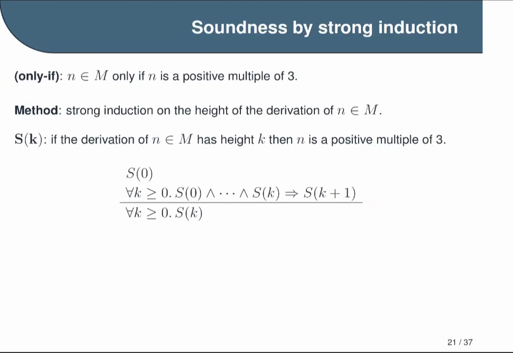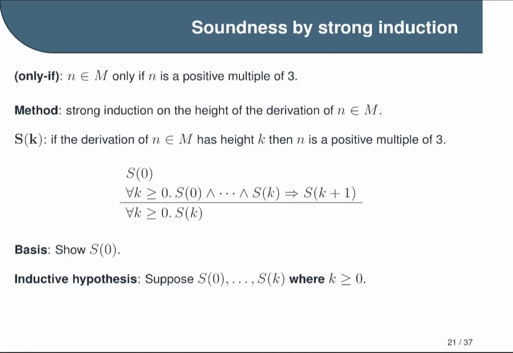It is a little dense when we write it all in logical symbols, so we can expand it a bit, maybe to make it a little more clear. We're first starting with some basis where we have to show this statement S of 0 is true. And then we have an inductive hypothesis, which in strong induction, we're allowed to suppose that S of 0 up through S of k are all true statements where k is greater than or equal to 0, right? And then we have to just show, based on that assumption, that we can get to S of k plus 1. And once everything is set up, it's really just a matter of going through these steps.